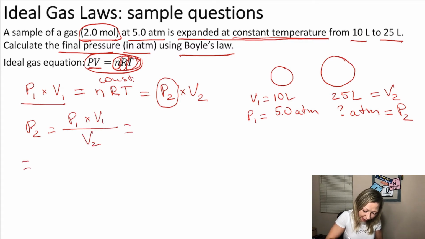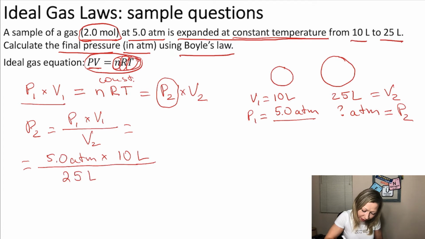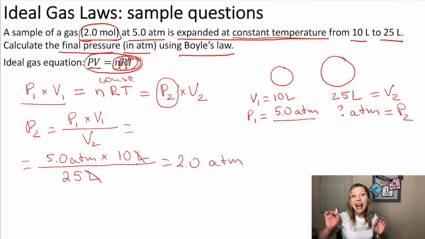Now I just have to plug in the values. P1 is 5 atm. I have to multiply it by the first volume, 10 liters, and divide it by 25 liters. Let's check the units. Liters cancel out. My final unit will be atm. And if you do this calculation, you are going to get 2 atm. All right. I hope this makes sense.